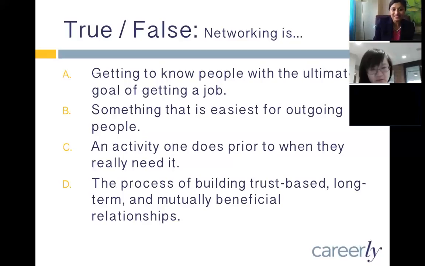And then D is the process of building long-term trust-based relationships. So you are absolutely right. Most people pick, and this is why there's sometimes an unfortunate connotation around networking, because a lot of times people think A, B, or C. There's a little bit of truth to A, B, and C, but really, the answer is D.